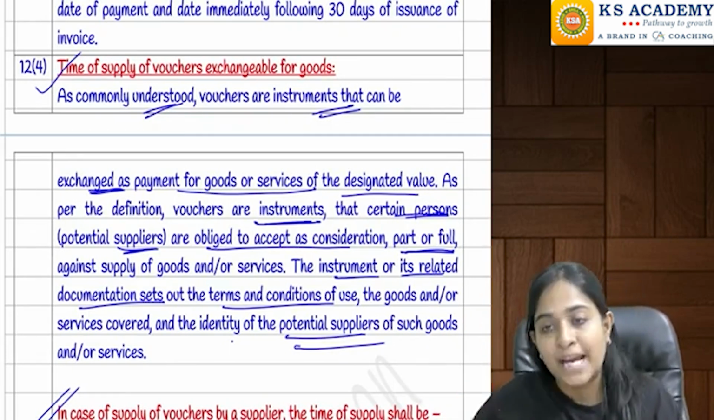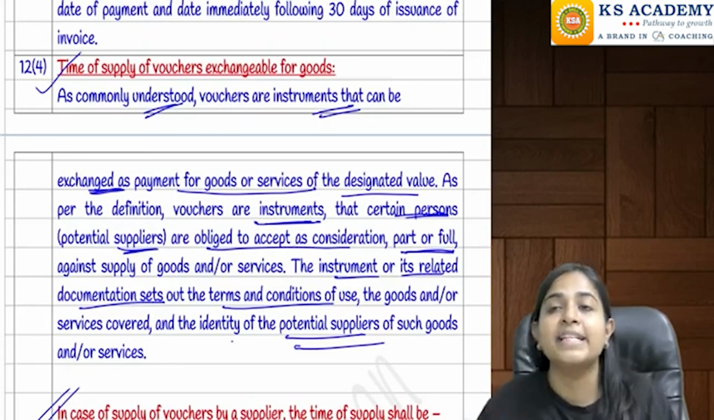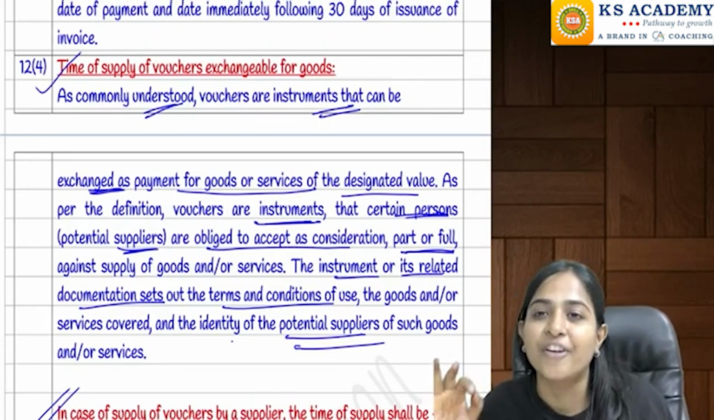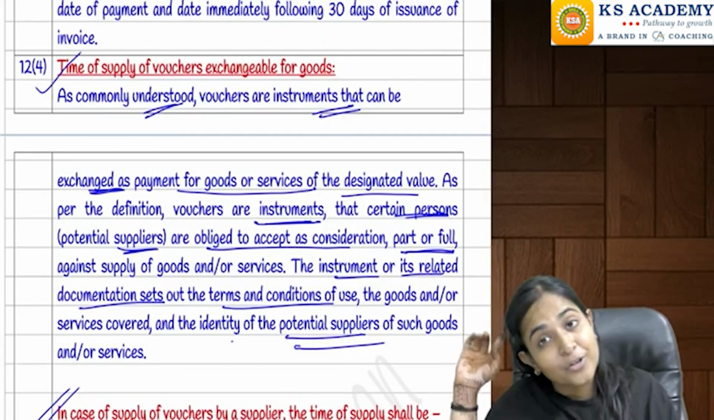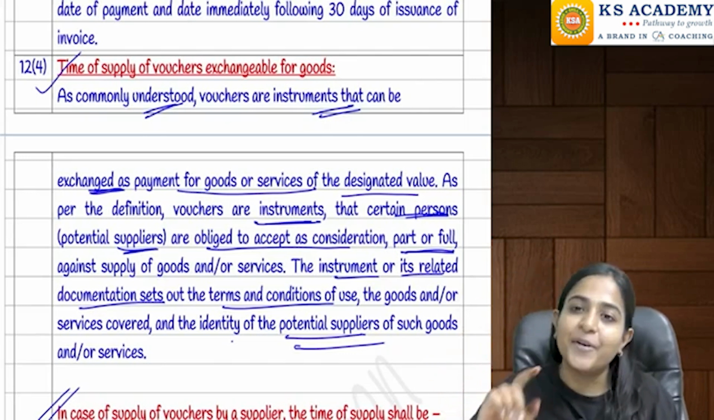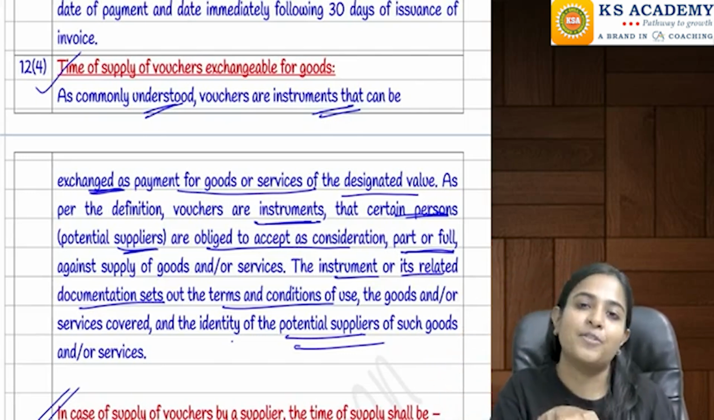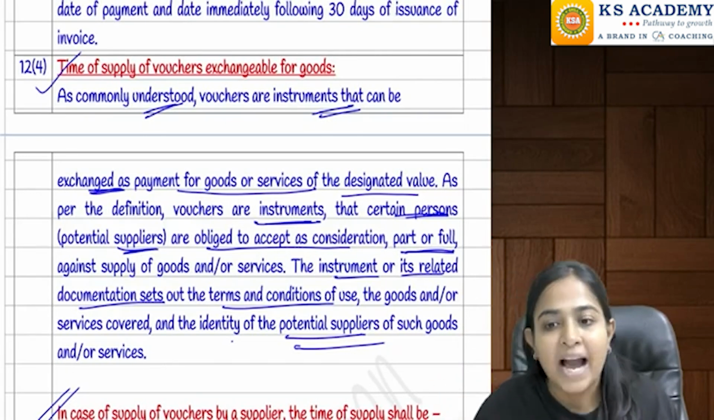In that case, the time of supply is going to be the date of redemption of voucher. Whenever the voucher is going to be redeemed, at that time, the time of supply will get attracted. Are you clear with this?